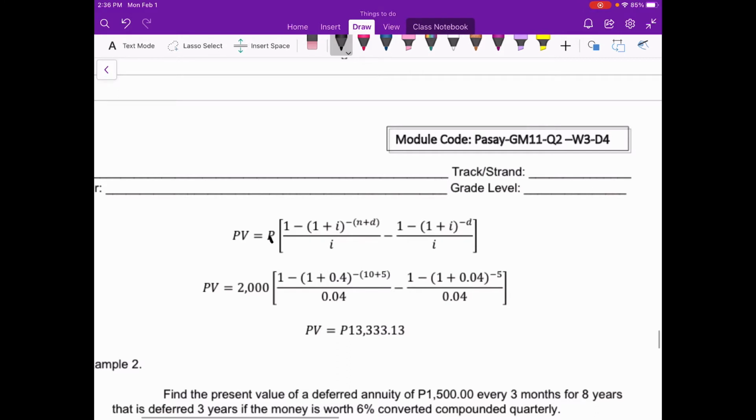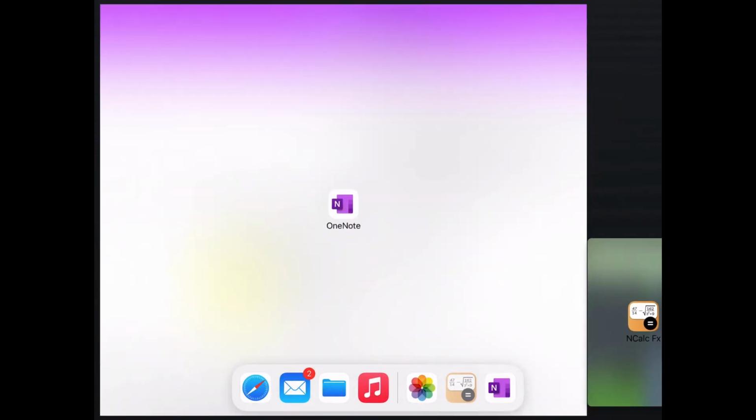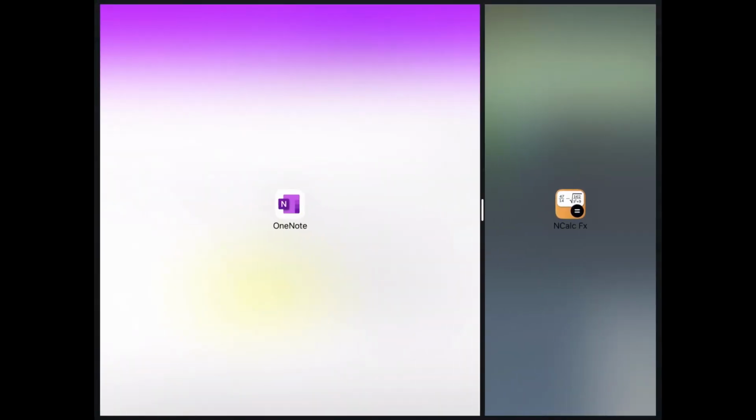So let's substitute the givens. We have R equal to 2,000, and then we have our i from a while ago, which is 0.04. Let me just correct this in your module, 0.04. And then we have there the n and the d. If we are going to compute for this, we could use a calculator.